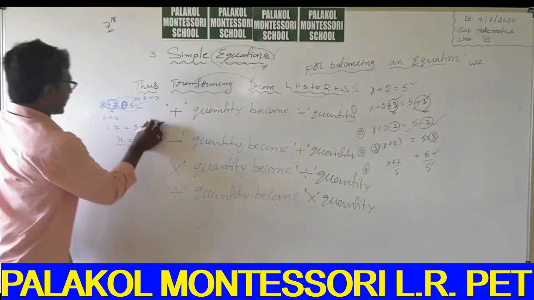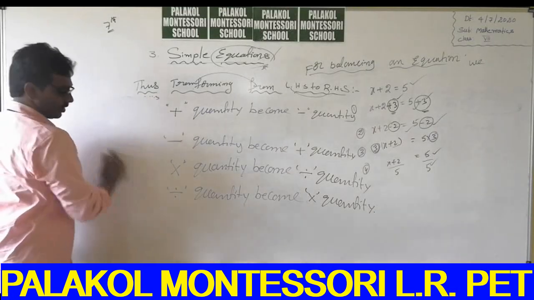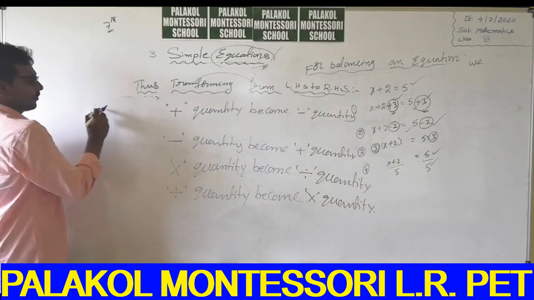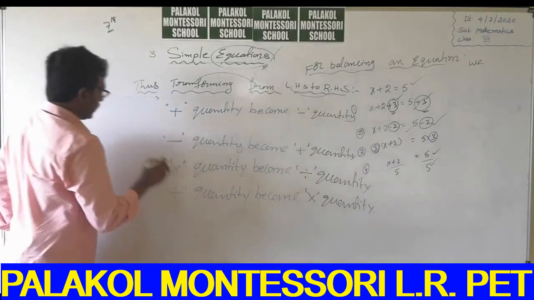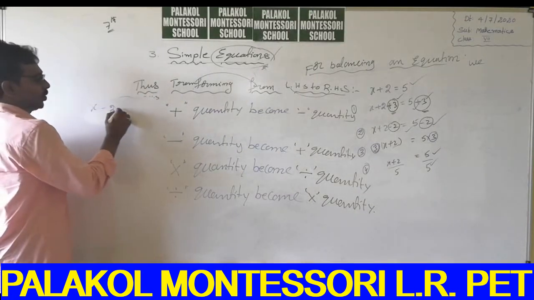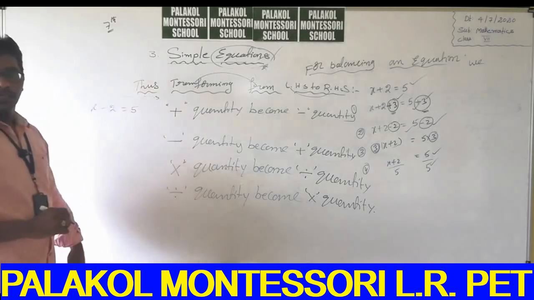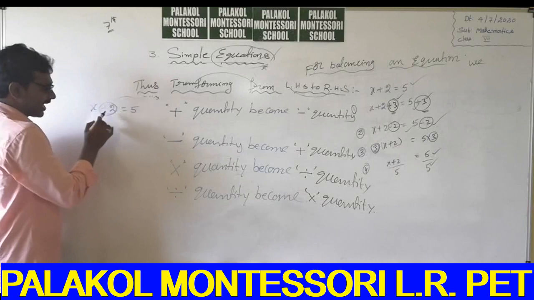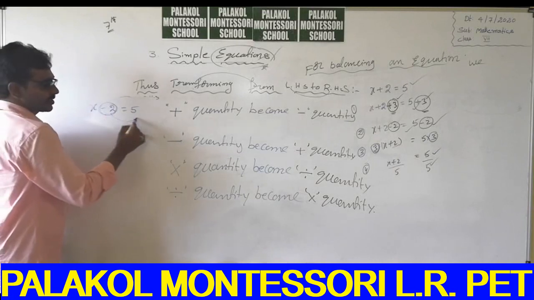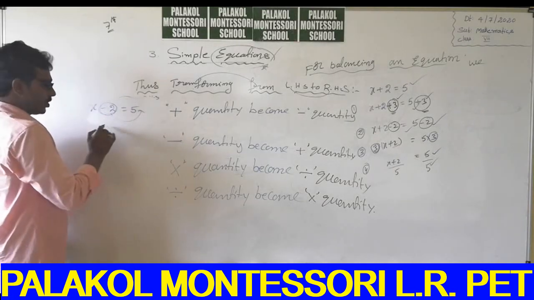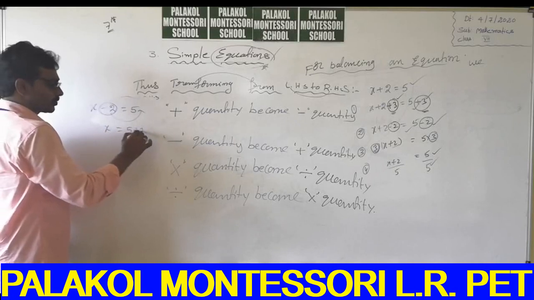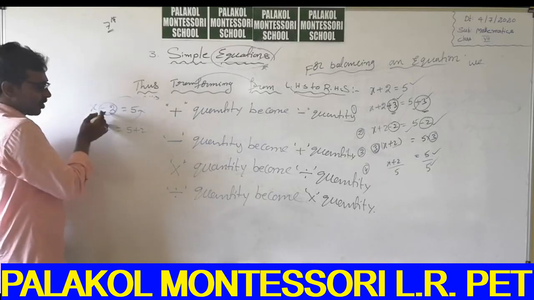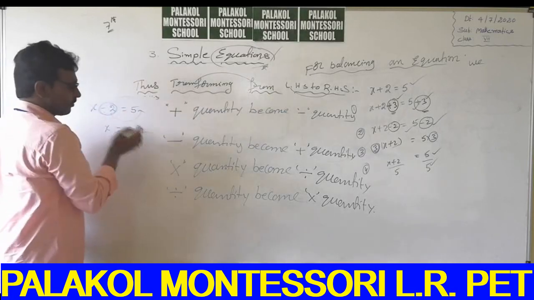I take one more example. x minus 2 is equal to 5. Guys, see, in this case minus 2 is on the LHS, send it to that side. So x is equal to 5 plus 2. When you send it to that side, the minus quantity becomes a plus quantity.